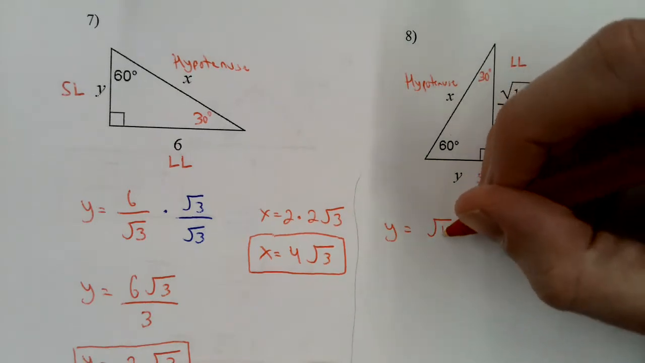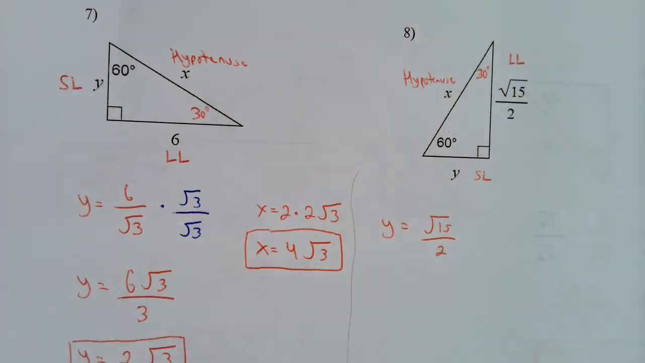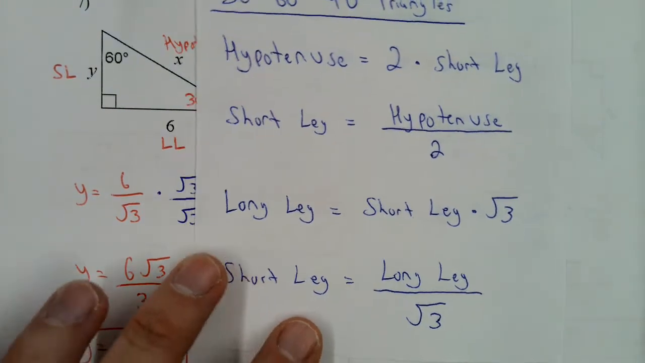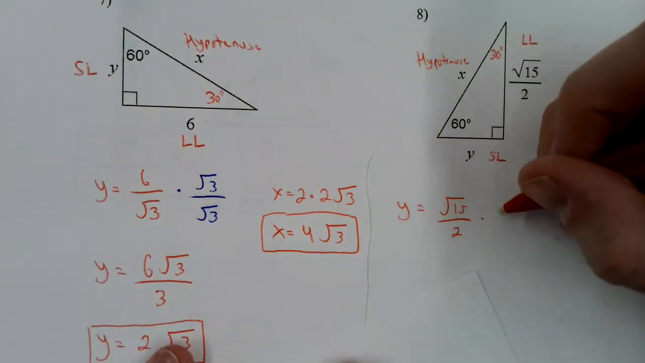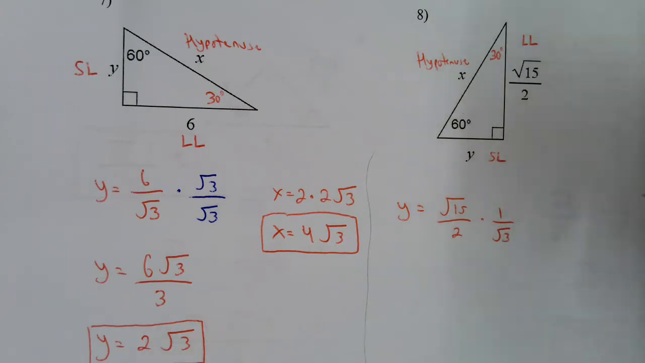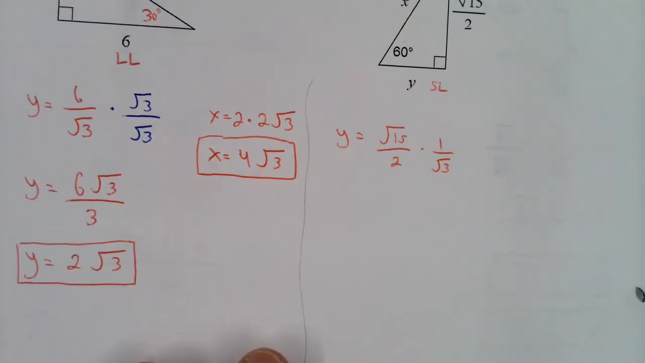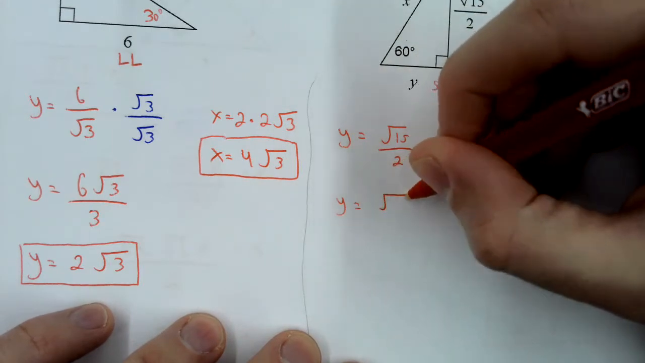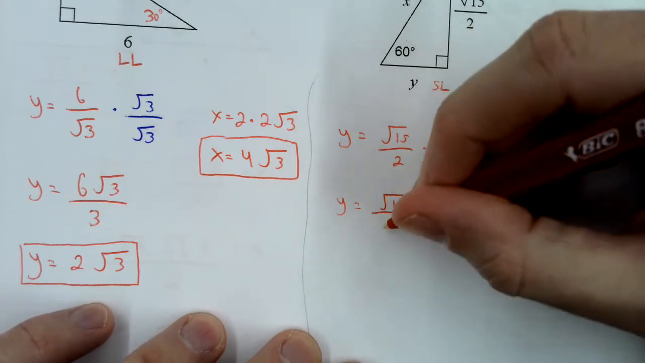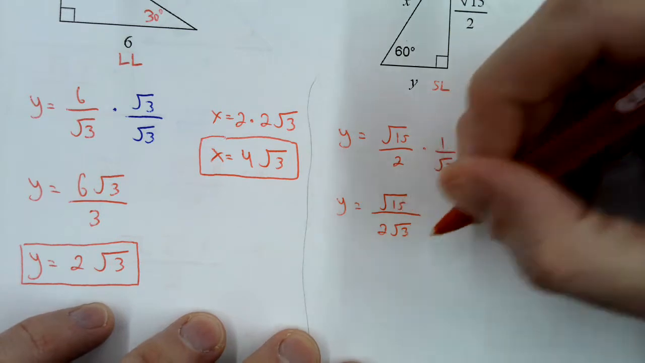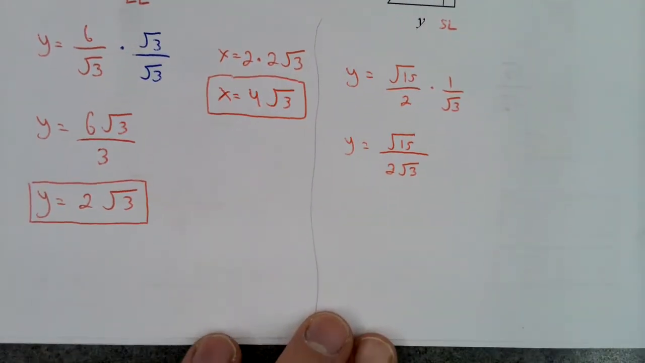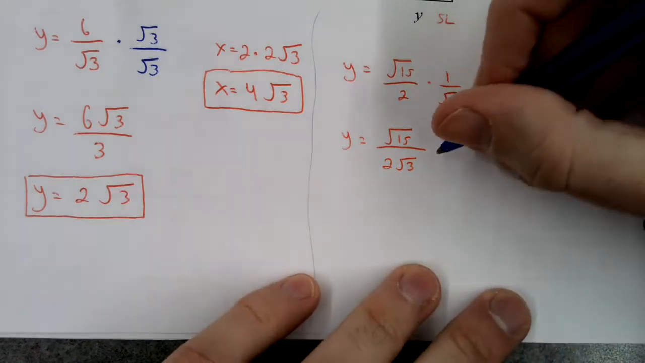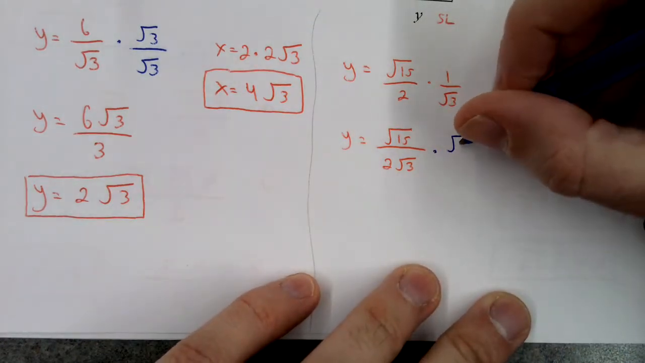Square root of 15 divided by 2, divided by the square root of 3, which is the same thing as multiplying by 1 over square root of 3. That's going to give me the following: square root of 15 divided by 2 square root of 3. There's a couple ways to go about this now. I'm guessing most people are going to do the following, so I'll do the following. I'll multiply by square root of 3 over square root of 3.